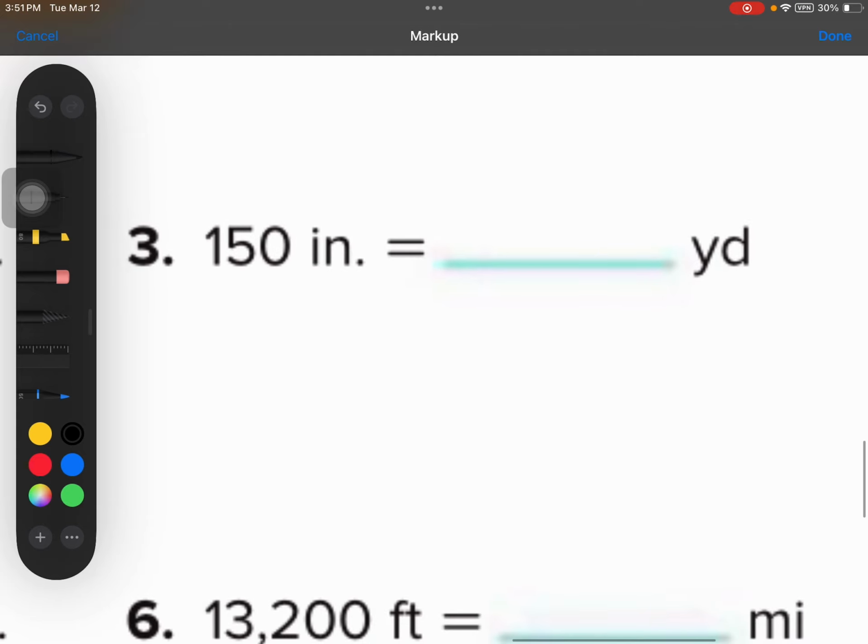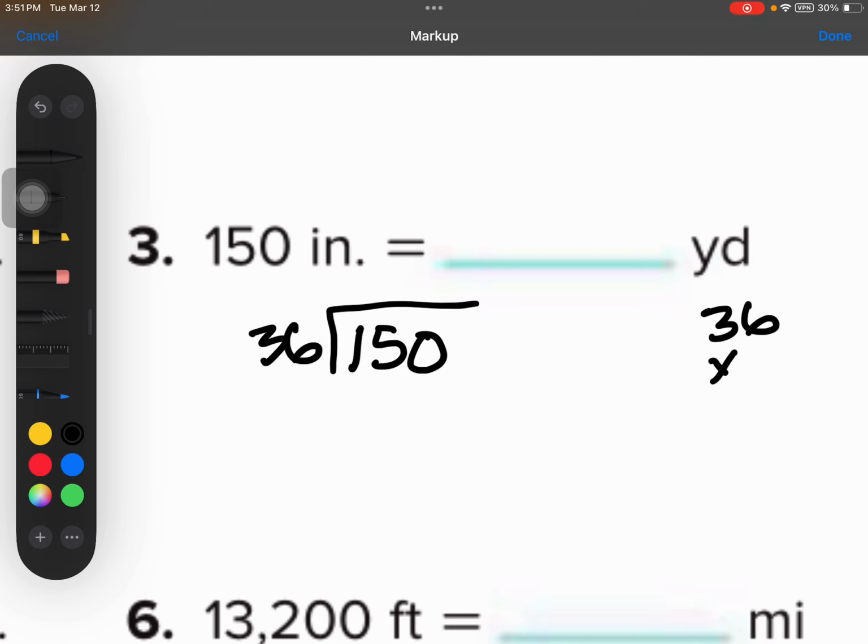Number 3, we're doing inches to yards. Fly to horse, divide, of course. So 150, and I know in each yard there are 36. Now I'm looking at that, and I know there's probably about 4 or 5, not 5. I'm going to try to do a guess and check. Let's do 36 times 4. 4 times 6 is 24. 4 times 3 is 12, 13, 14. Yeah, that's about as close as I can get without going over.